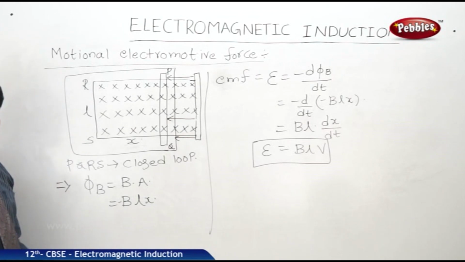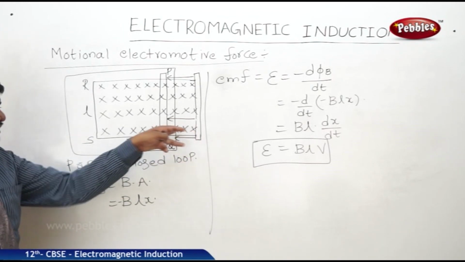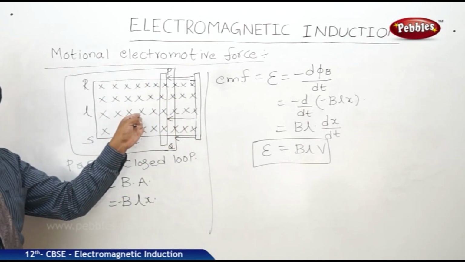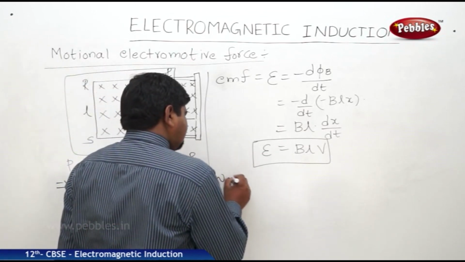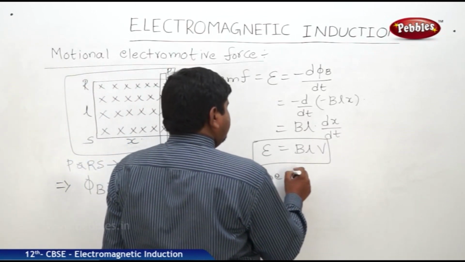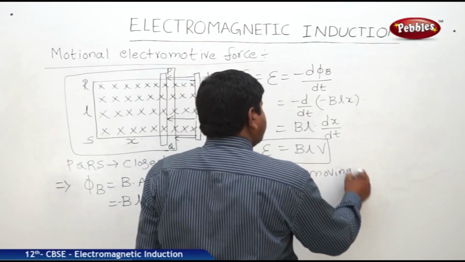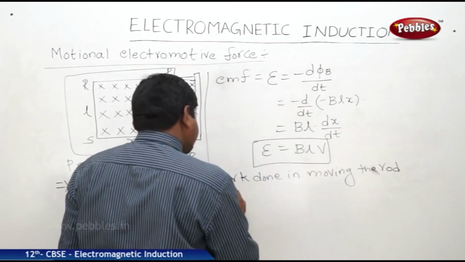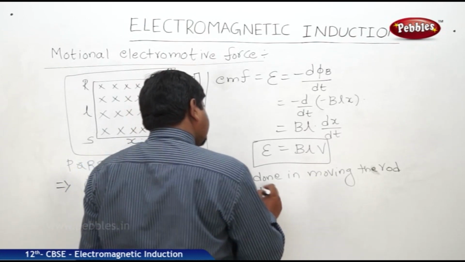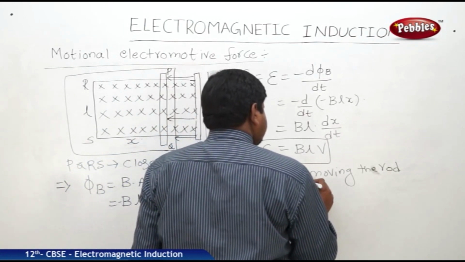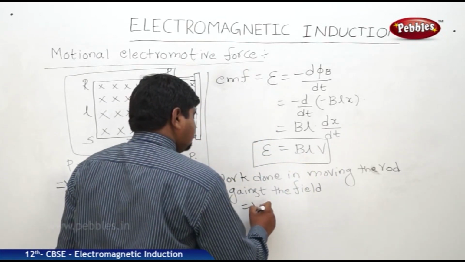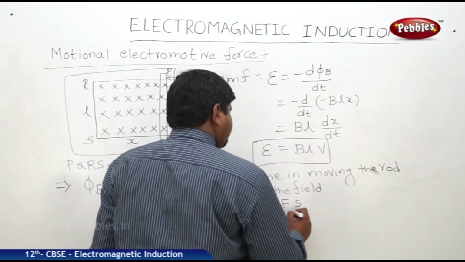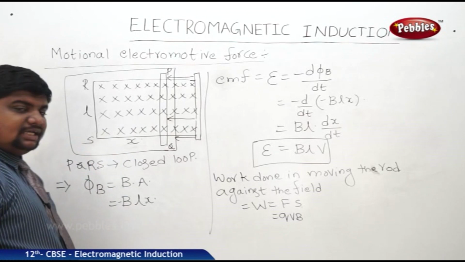Now, we will see what is the amount of work done in moving this rod from here to here to overcome or to oppose the direction of magnetic field. So, therefore, work done in moving the rod against the field is equal to force into displacement. Force is equal to QVB. The displacement is X.